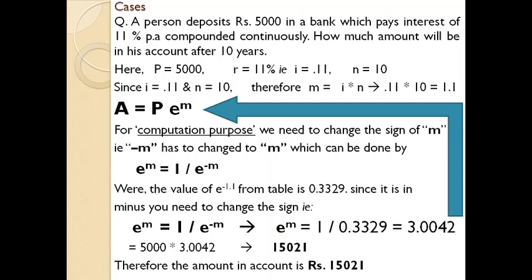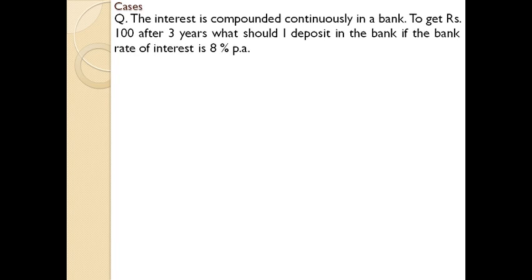Okay, let's try some other cases relating to the same aspect. Another one: the interest is compounded continuously in a bank. To get rupees 100 after 3 years, what should I deposit in the bank if the bank rate of interest is 8%? It's a continuous compounding concept. You need to get 100 rupees at the end of the third year. For that, how much amount should I deposit in the bank if the interest rate is 8%?